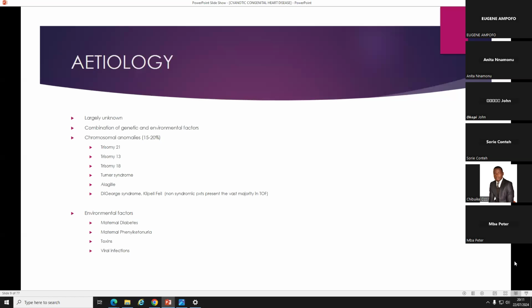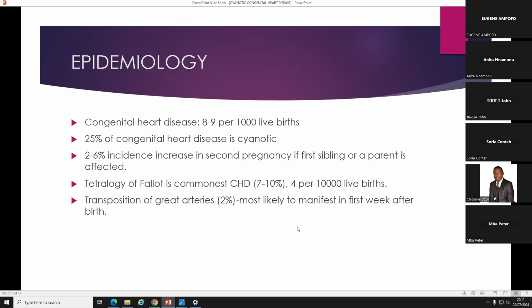So a host of things can give rise to cyanotic congenital heart disease. In terms of epidemiology, it's about 8 to 9 per 1,000 live births, and cyanotic congenital heart diseases form 1/4 of congenital heart diseases in total. There is a higher incidence in the second pregnancy if the first sibling is affected or if a parent is affected. So this comes into play in genetic counseling when these couples come to meet us in clinic and they've had a sibling and they ask what is the likelihood that our next child will have this disease.